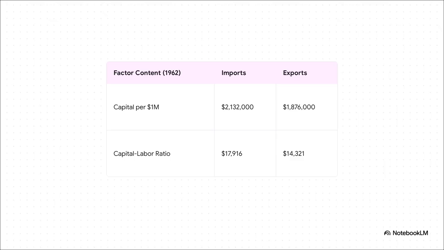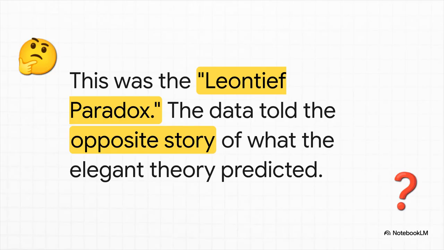U.S. imports were actually more capital-intensive than U.S. exports. America was exporting things that were relatively heavy on labor, basically turning the entire theory on its head. And this became famously known as the Leontief paradox. It was a massive puzzle for economists. The most elegant, common-sense theory of global trade had just spectacularly failed its first big test in the world's biggest economy. What was going on here?